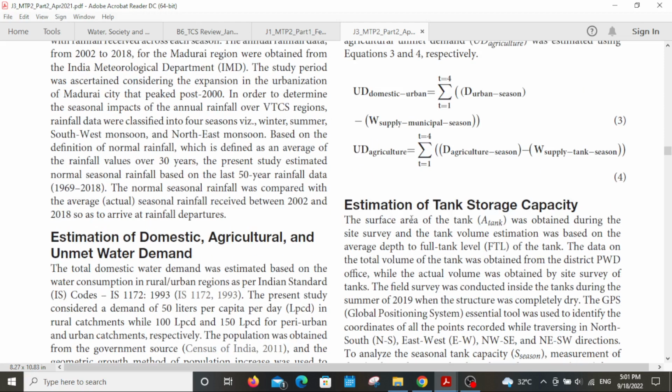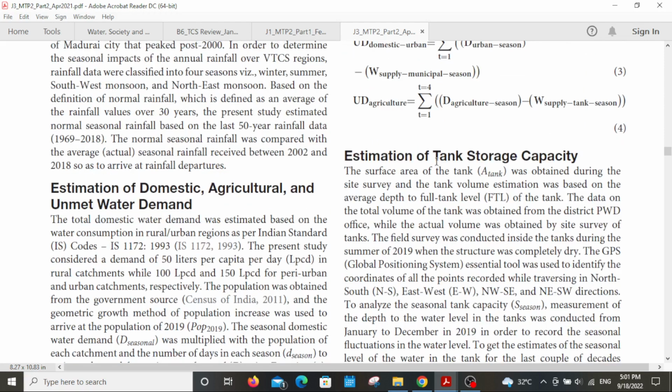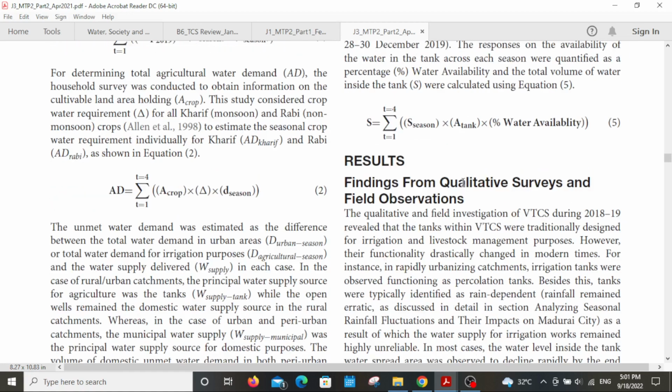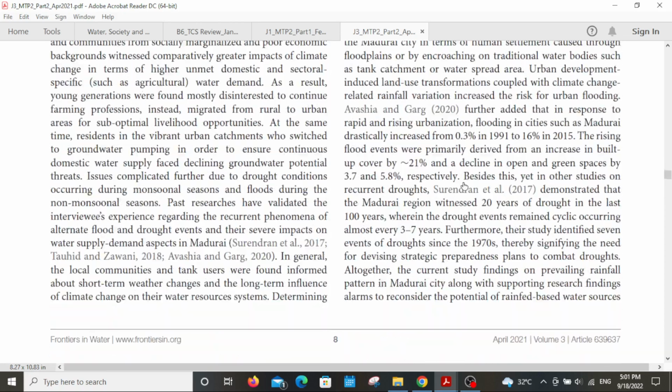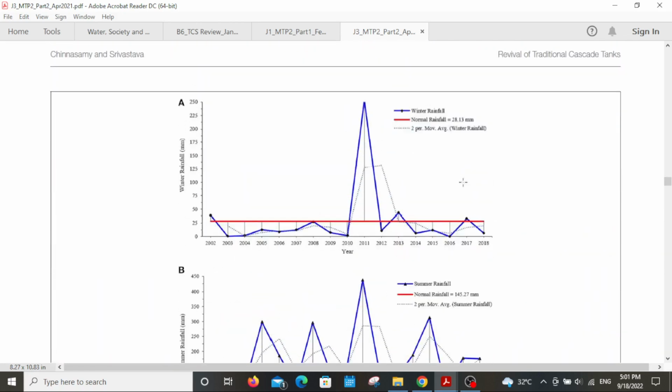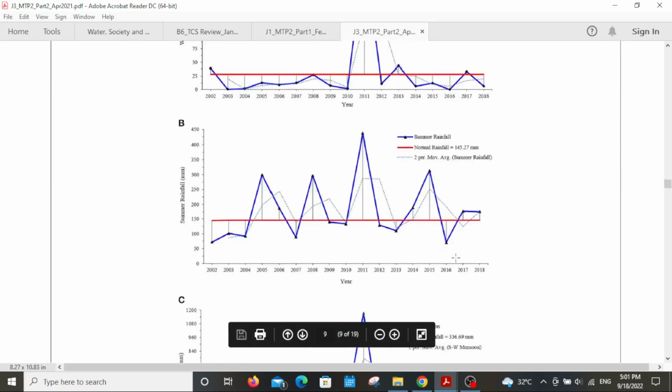And we have followed a similar methodology as discussed in the previous paper to determine the tank storage capacity, and we have provided some of our findings from the qualitative investigation as well as the quantitative investigation. There are further details into how rainfall is behaving across the state between 2002 and 2018.